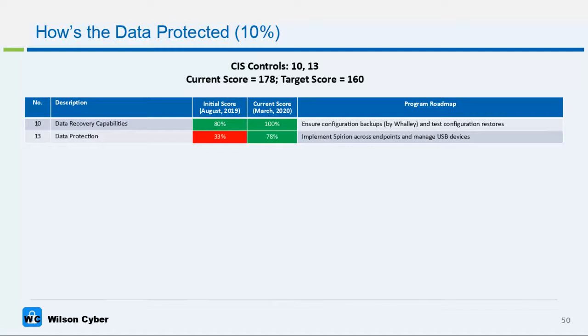And finally, how's the data protected? Really only 2 controls, 10 and 13. Our current score is 178, target score 160. So we're already where we need to be. Ensure backups by Wally and test configuration restores for those systems that are still on-prem, but they're very few. And here for data protection, we want to make sure that Verion is implemented across endpoints. One gap in data protection is the USB devices, so they want to more closely manage USB devices.